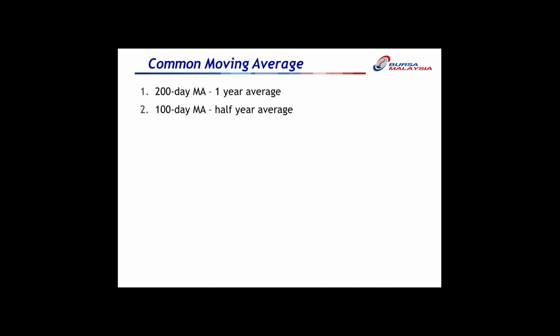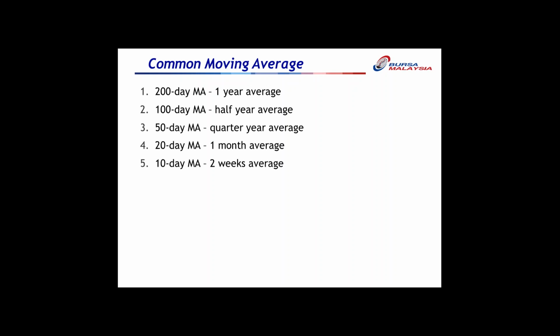Secondly, people look at the 100-day moving average, which is a half-year average. We have the 50-day moving average, a quarter-year average, and the 20-day moving average, which is about 1 month average, and the 10-day moving average, which is a 2-week average. Alright, so these are some of the common moving averages that people use.